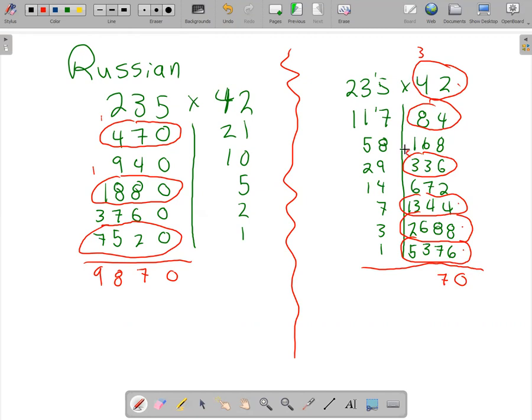Carry the 3. Is the Russian stuff together? Yes. 3 and 3 is 6, 9, 15, 16, 17, 18. Carry the 1. 1, 2, 3, 4, and 5 is 9. Holy shit, I have the same answer.